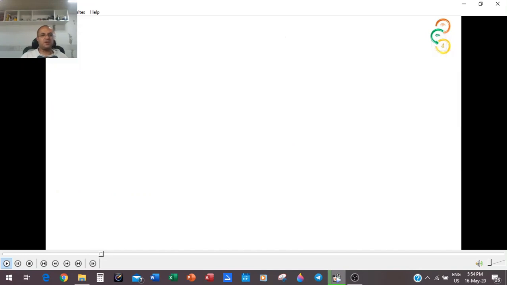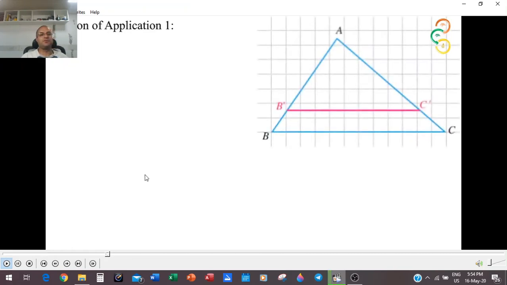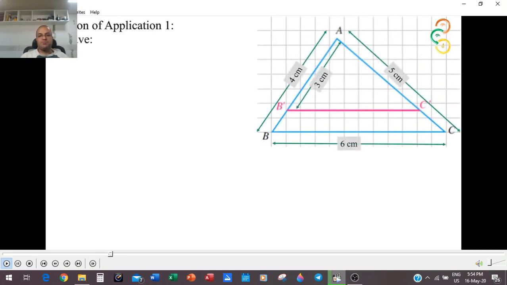Okay, let's start with the solution. Solution of application 1. So this pause was for you to think about this application and try to find a solution to it. Solution: we have these measures given.